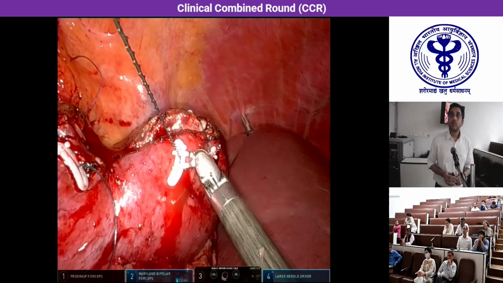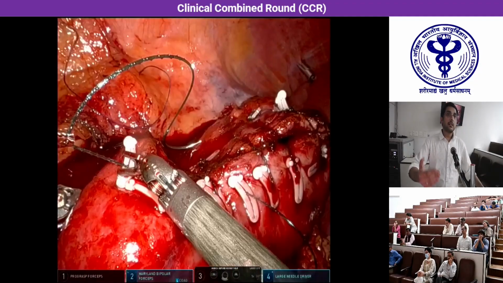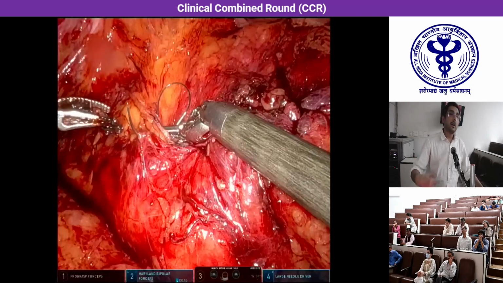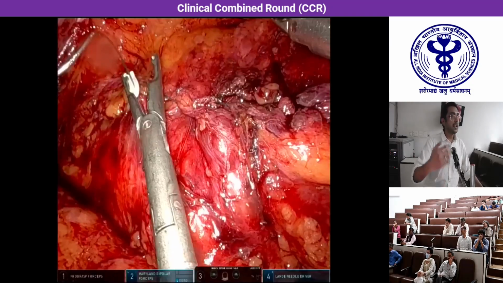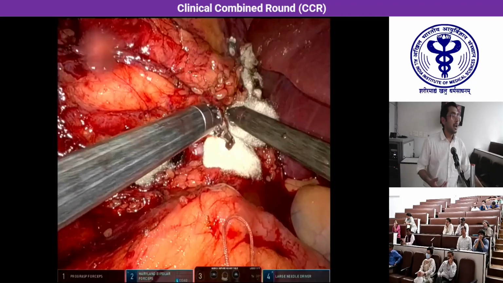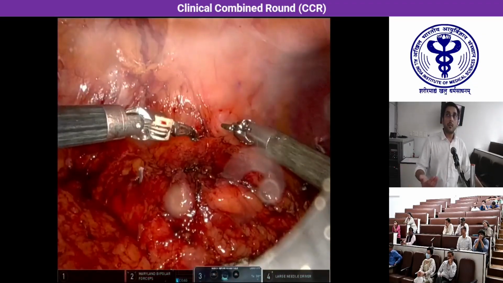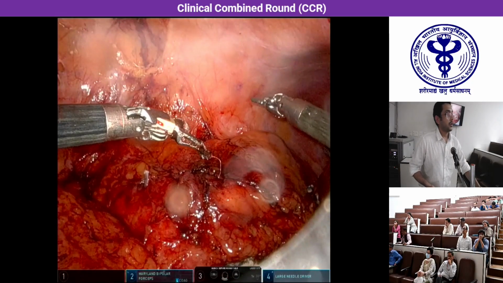So to give a message, in these recent years, we have actually been able to push the boundaries of robotic surgery into very complicated, complex procedures that are different from the traditional way of operating them. I thank you all for your patient listening, and I welcome all questions. Thank you.